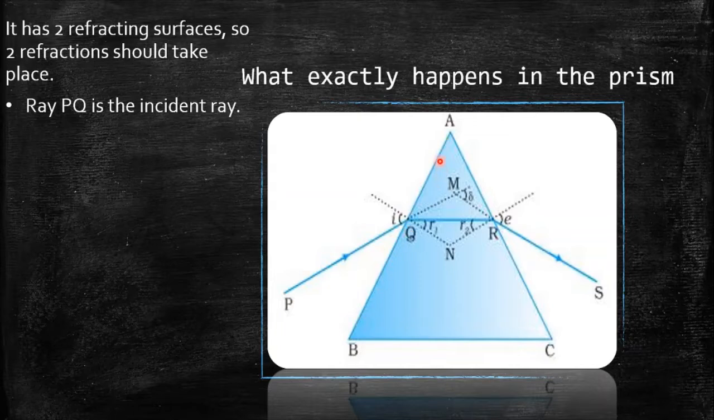What do you think should happen at the interface AB? The interface AB is the boundary that is separating the air and the glass prism, right? And since light is traveling from a rarer medium to a denser medium, what do you think happens? By now you should have the answer at the tip of your tongue. Yes, you're absolutely correct. It will obviously bend towards the normal, right?